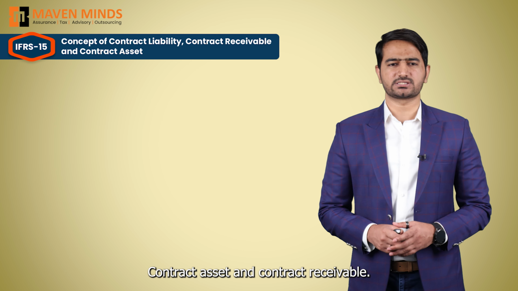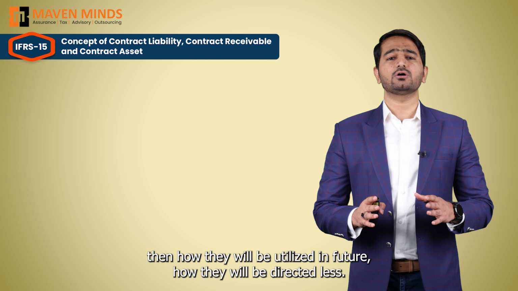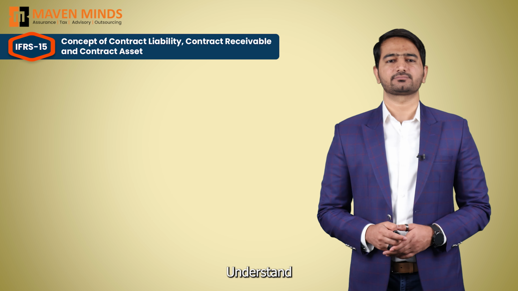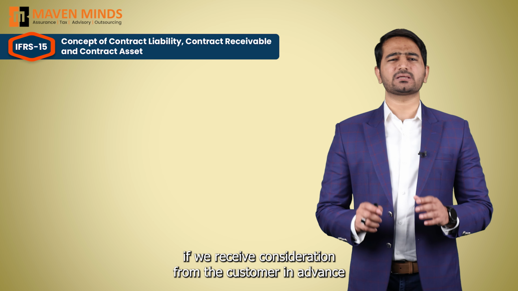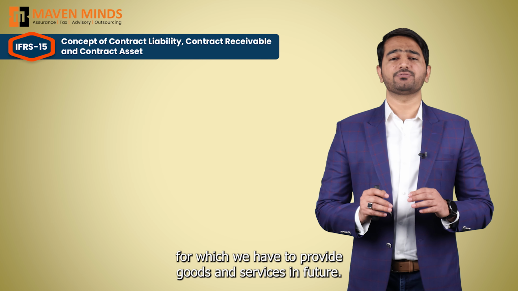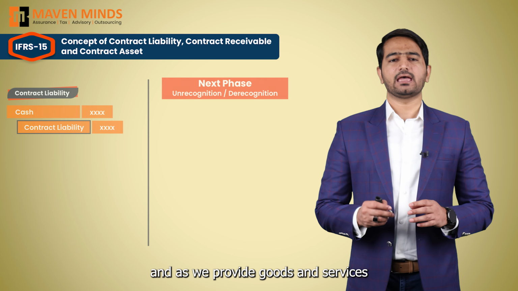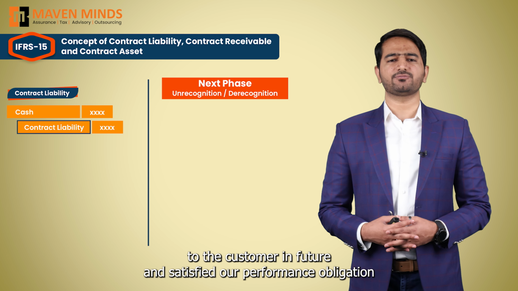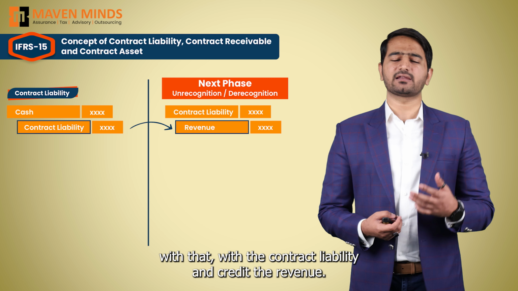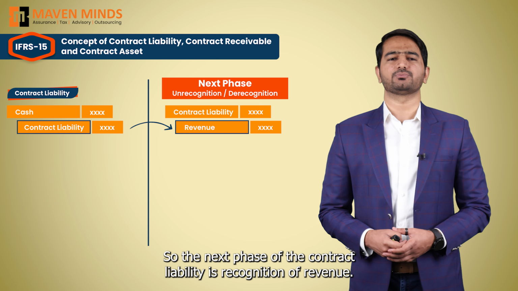Now let's see the next phase of the lives of these three terms: contract liability, contract asset and contract receivable. If these terms are recognized in your financial statement, then how they will be utilized in future, how they will be derecognized, let's understand. If we receive consideration from the customer in advance, or if the consideration becomes due from the customer, for which we have to provide goods and services in future, we recognize contract liability. And as we provide goods and services to the customer in future and satisfy our performance obligation, we debit the contract liability and credit the revenue.